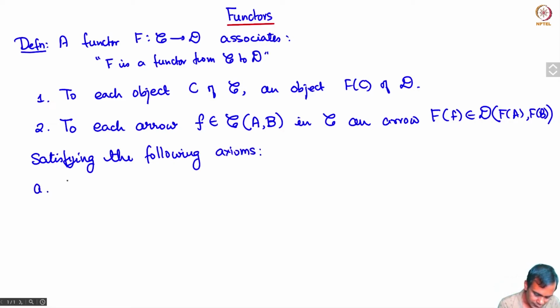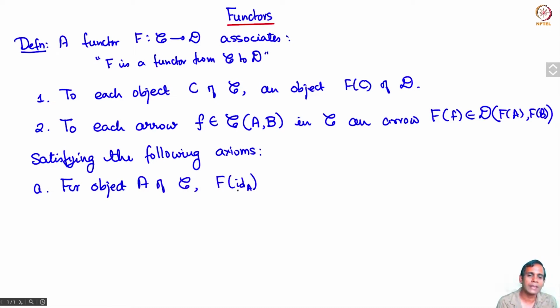So the first is that for every object A of C, F of identity of A. Remember, each object has an arrow from itself to itself, which is called the identity arrow, and this should be the identity arrow of F(A). This is called the identity axiom.